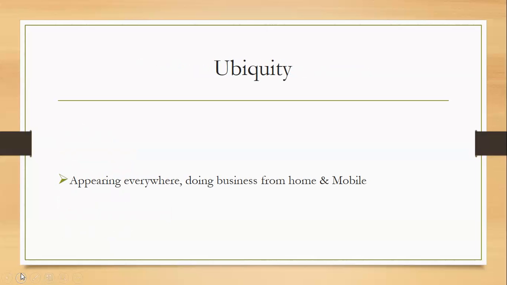Ubiquity is what? Appearing everywhere, doing business from home and mobile. You don't need to be fixed somewhere, but you have to be appearing everywhere your business is going on. If you are sitting in Mirpurkhas or Karachi or even abroad, you can do your business through your email, through a very small gadget like a mobile or laptop, and as long as we have connectivity, your business is going on. This is called ubiquity.